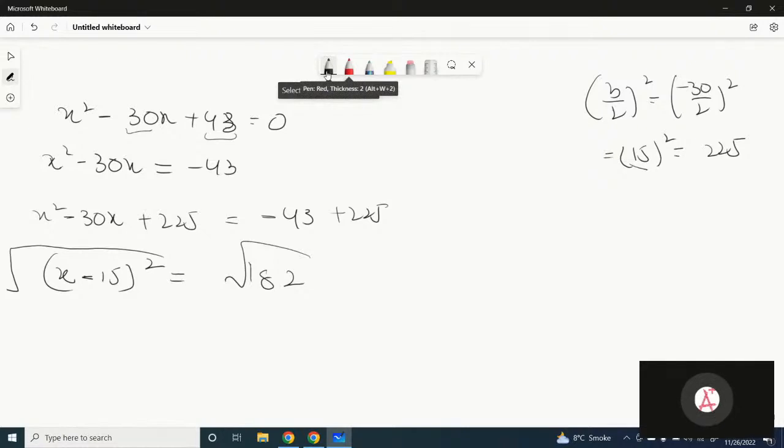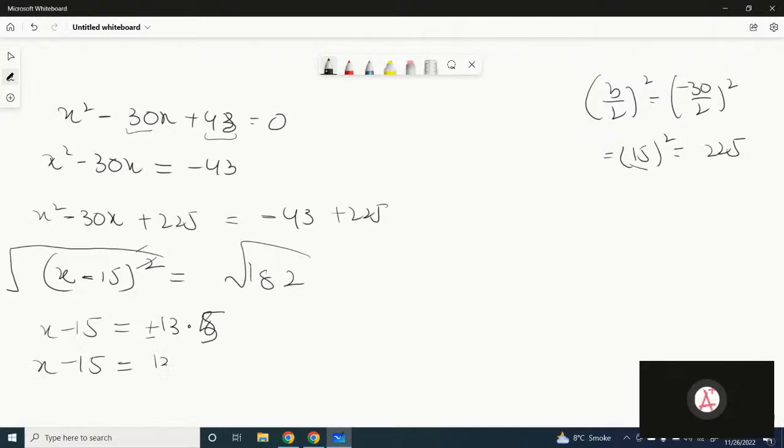Square root both sides. Square root 182 equals 13.4. It would cancel out. So x minus 15 equals 13.49. You can round off to 13.5. So plus minus. So x has two values. x minus 15 equals 13.5 and x minus 15 equals negative 13.5.